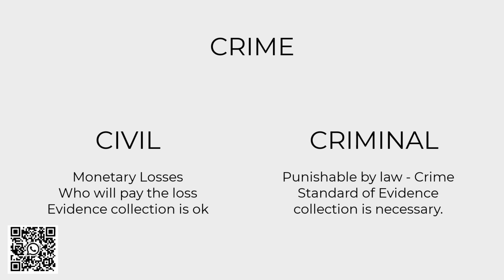So before trying to investigate crime, let's try to understand the crime itself. There are two types of crime, that is the civil and the criminal. And depending on the crime type, we actually prosecute the evidence according to the requirement. For example, in civil, the crime is for monetary gains or losses, and the major aim is to find the evidence for who is going to pay the loss or who is going to recover the money.